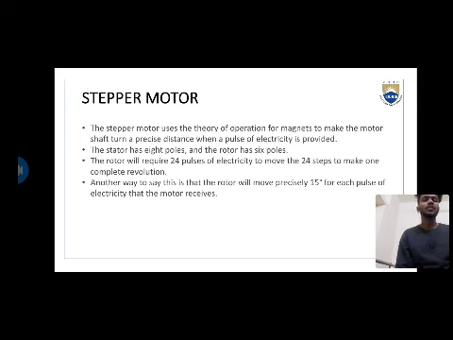Stepper motor. A stepper motor uses the theory of operation for magnets to make the motor shaft turn a precise distance when a pulse of electricity is provided. The stator has 8 poles and the rotor has 6 poles. The rotor will require 24 pulses of electricity to move 24 steps to make one complete revolution. Another way to say that is the rotor will move precisely 15 degrees for each pulse of electricity that the motor receives.